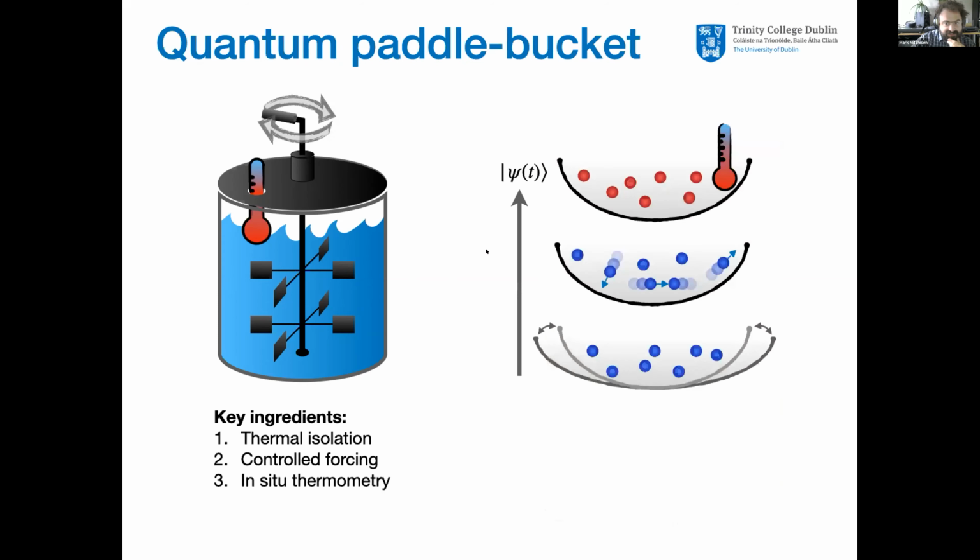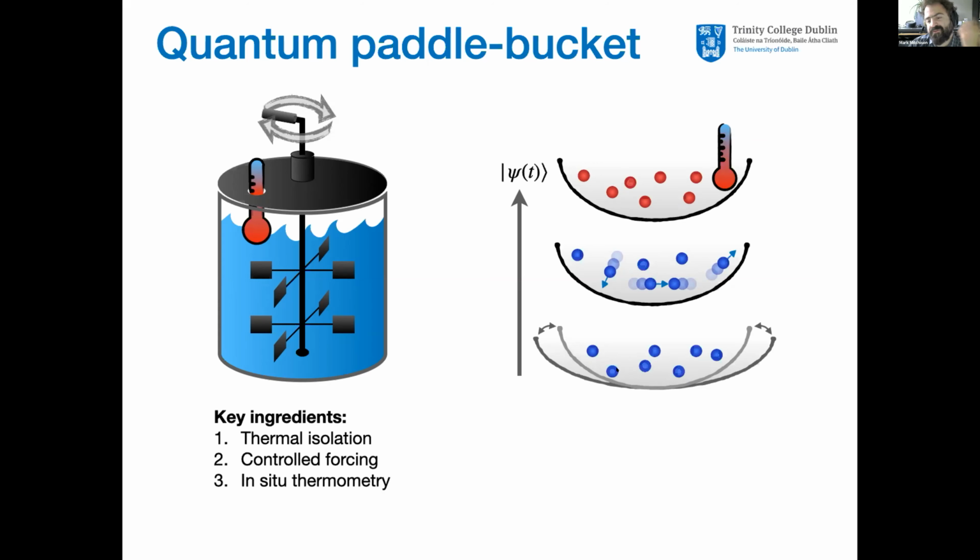So what's the quantum analog of this paddle bucket? Let's imagine that we really have this extreme limit of an isolated system, for example, some ultracold atomic gas prepared close to its ground state. This is a system that's going to be in a pure state through the entire evolution. It's fully thermally isolated, and we know this very well in these experiments.